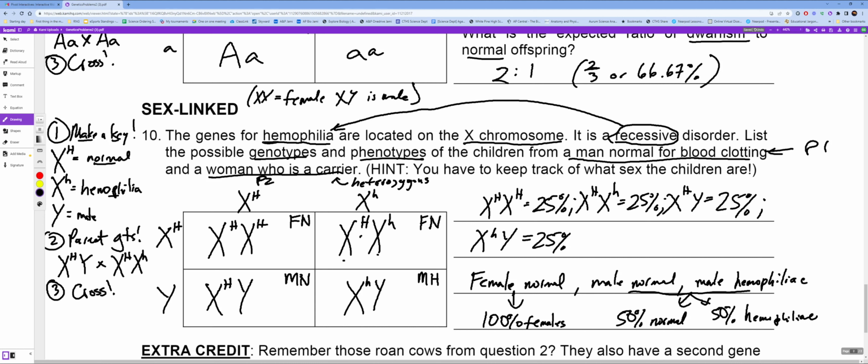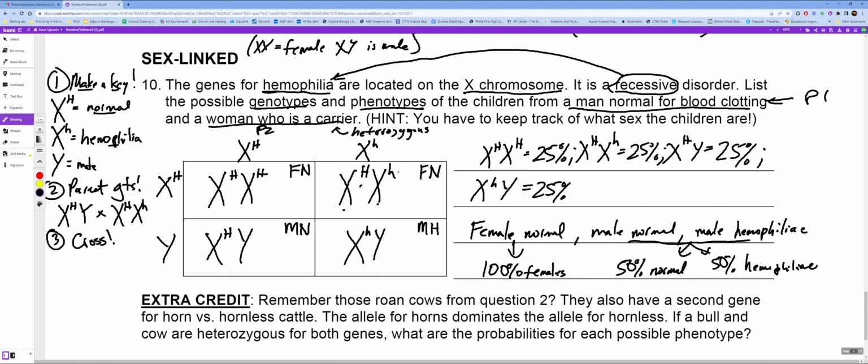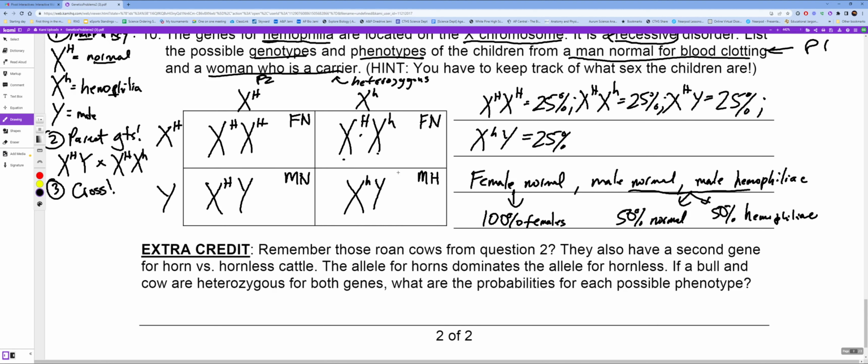So that is sex-linked. That is the final thing we're going to talk about here. The extra credit I'm not going to do on video. However, I recommend you do that on your own and show it to me when I get back. I'd be interested to know if you could do that. Maybe I give some sort of incentive for that.